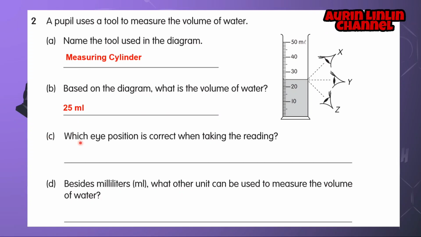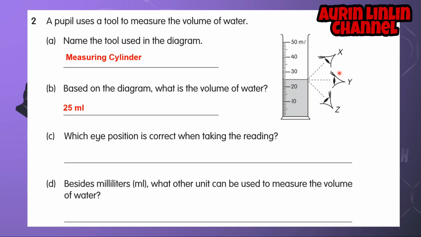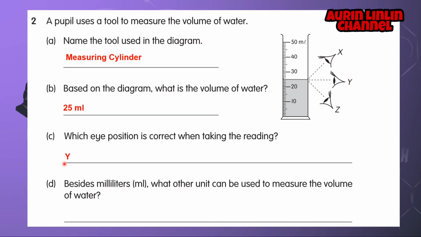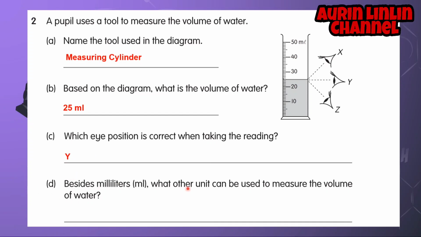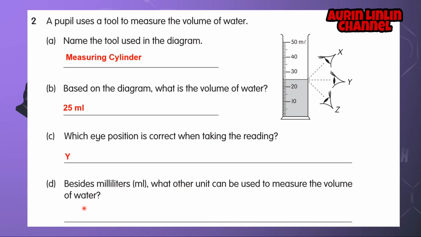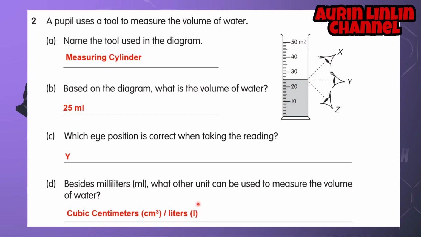Question C. Which eye position is correct when taking the reading? Okay, choose X, Y, or Z. And the answer is Y. Question D. Beside milliliters, what other unit can be used to measure the volume of water? And the answer is cubic centimeters or liters.